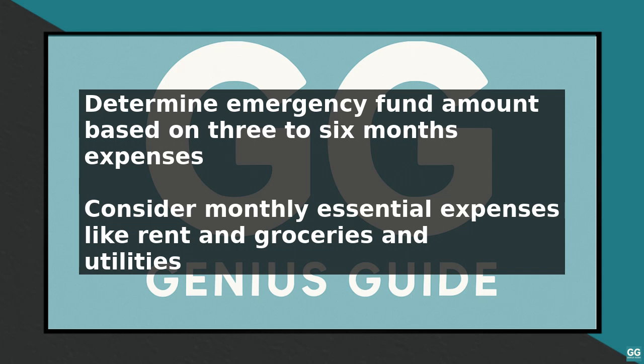Next, determine how much you want to save in your emergency fund. A general rule of thumb is to save 3 to 6 months' worth of living expenses. Consider your monthly essential expenses, such as rent, utilities, and groceries, and multiply that number by the number of months you want to save for.